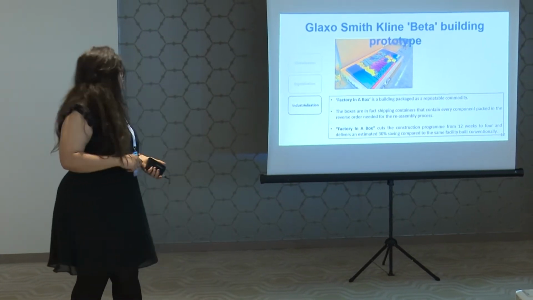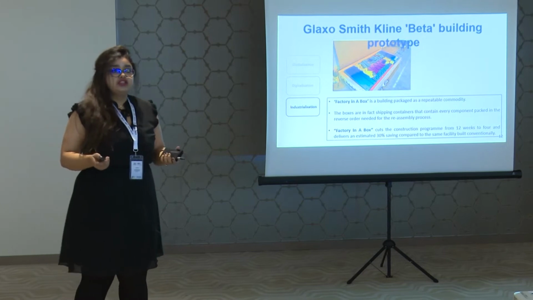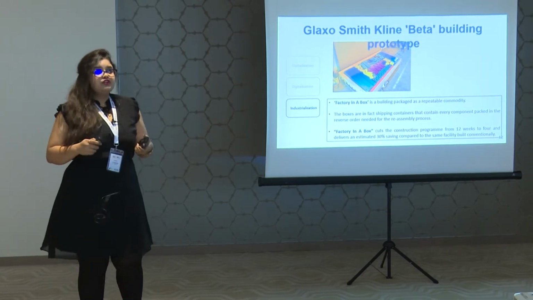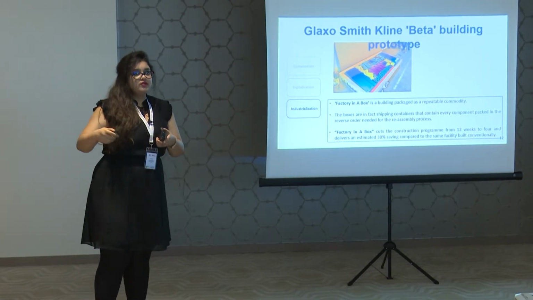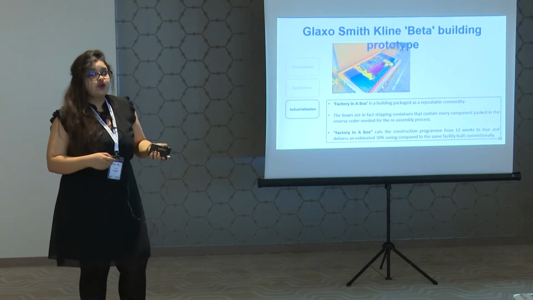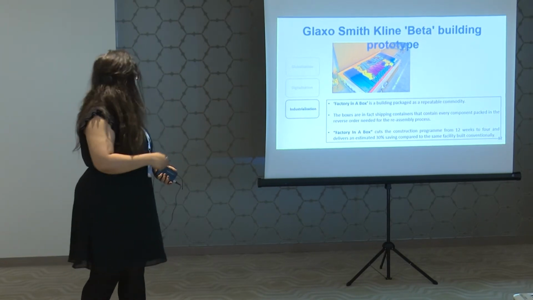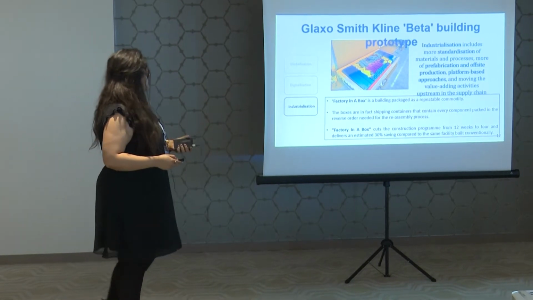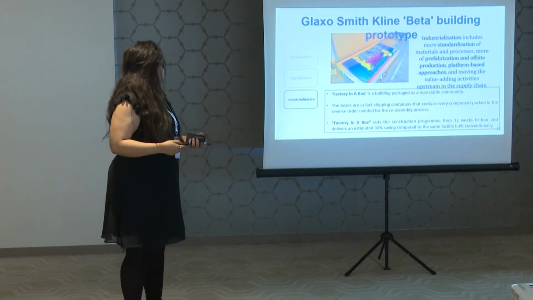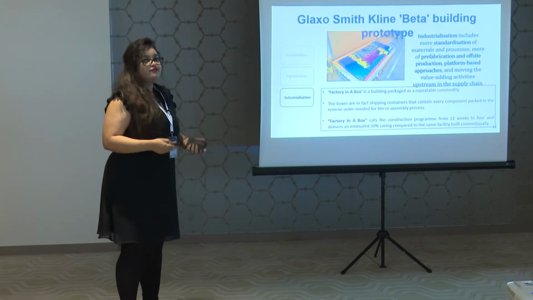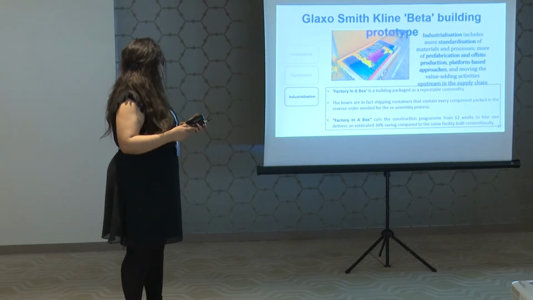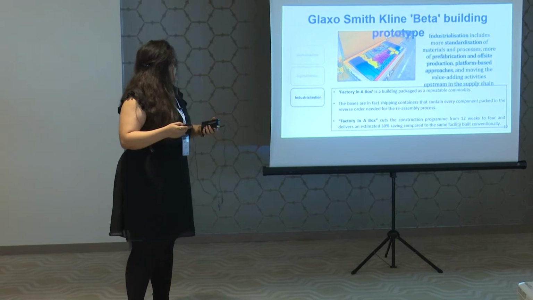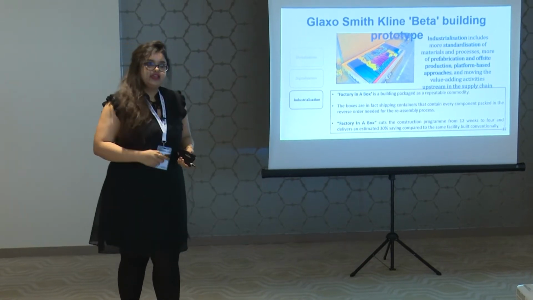So this is a prototype that they did with a factory or a shed, right? But now this is getting into construction of buildings, residential spaces. So this is how I introduce industrialization. Industrialization includes more standardization of materials, processes, more prefabrication, offsite production, platform-based approaches, and moving the value-added activities upstream in the supply chain.